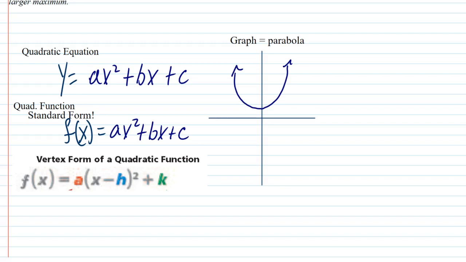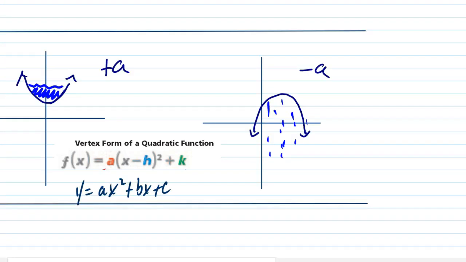Now the graph of a quadratic is a parabola, basically a U-shaped graph with arrowheads on the ends, meaning it's going to go on forever. Now the parabola can be positive or negative. The difference here is the a value, the number in the very front.